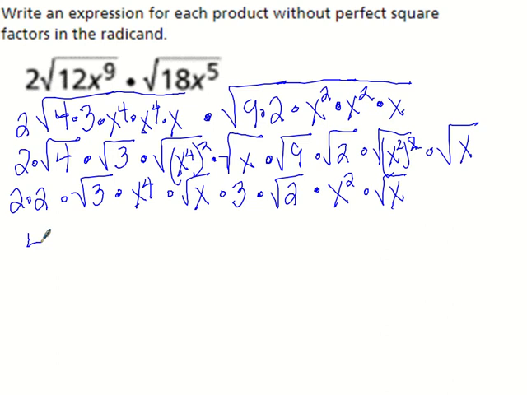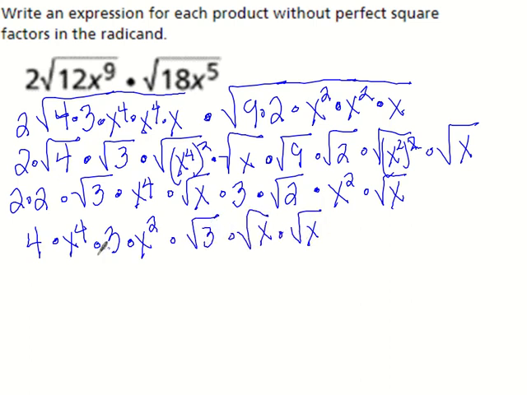So 2 times 2 is 4. I'm going to move my x over, so times x to the 4th. I'm going to actually now move my 3 over because I didn't move it over yet. And then I'm going to move my x squared over. That way all my radicals are together. 4 times 3 is 12. X to the 4th and x to the 2nd would give me x to the 6th.